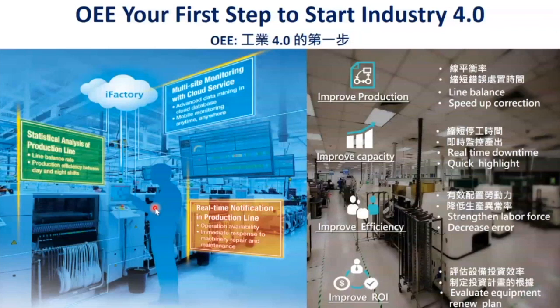Okay, so why do they need it? How to improve their production? Here we are talking about how to improve the line balance, how to speed up the correction if necessary, and how to improve the capacity is also very important. They are looking at real-time downtime. Is there anything that we need to highlight and quickly mention and do the changes, right? And they are looking at how to improve the cost and decrease the error on the production flow as much as possible.